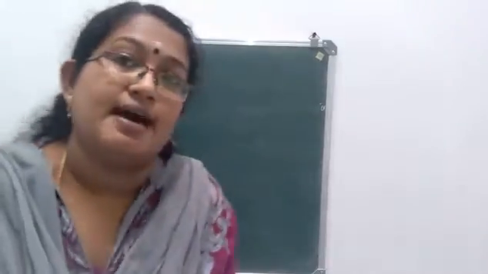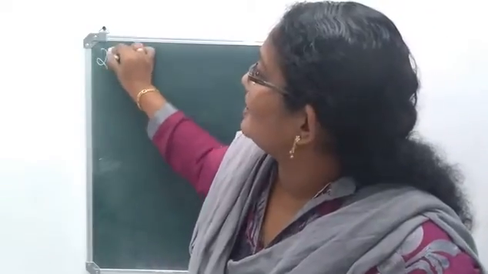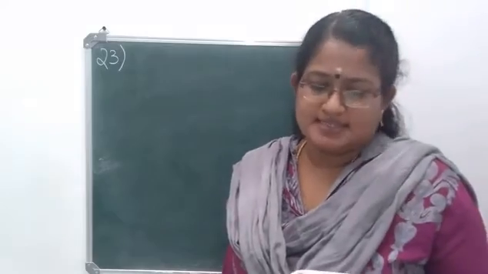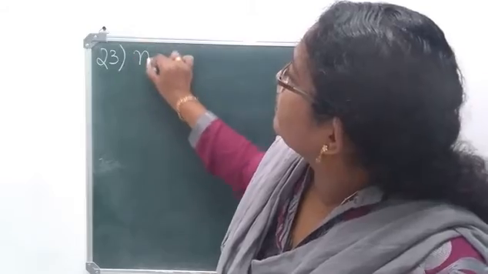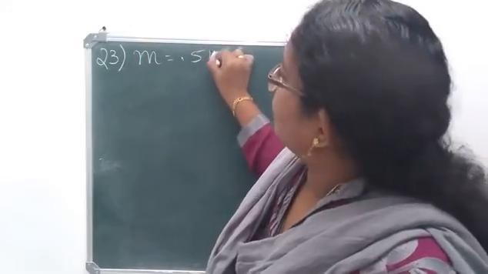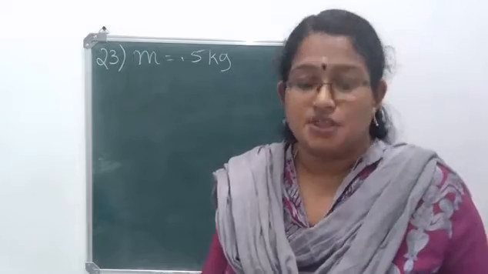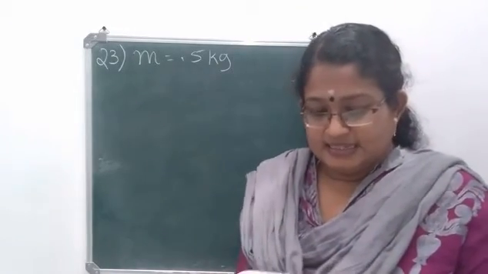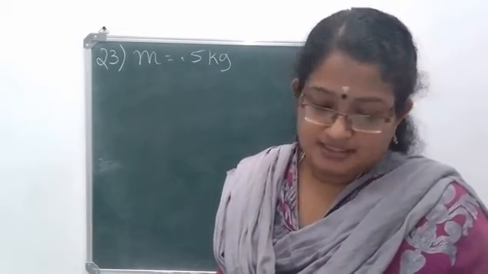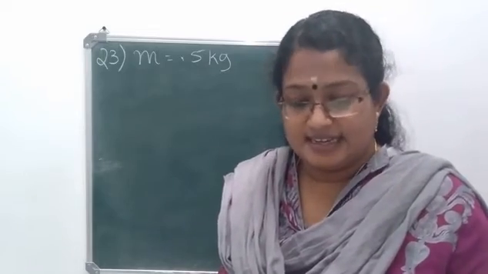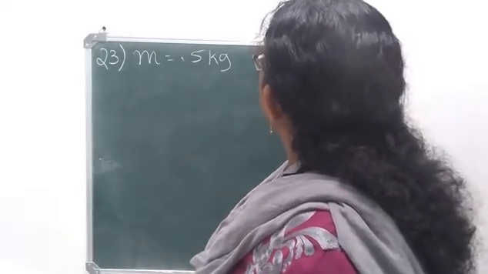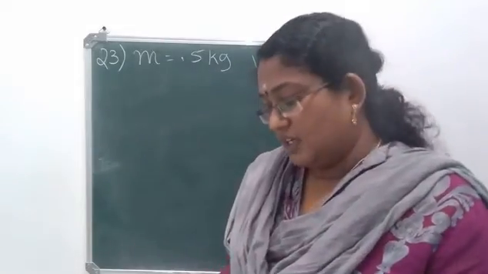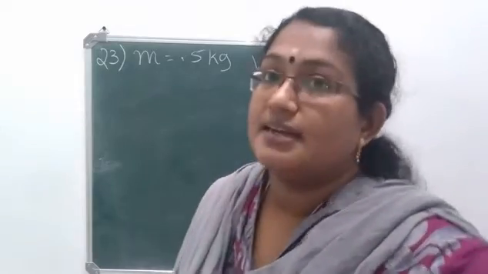So we will move to the last question, that is question number 23. A spring is kept compressed by a small trolley of mass 0.5 kilogram. So a spring is compressed using a trolley lying on a smooth horizontal surface. When the trolley is released, it is found to move at a speed of 2 meters per second. What potential energy did the spring possess when compressed?